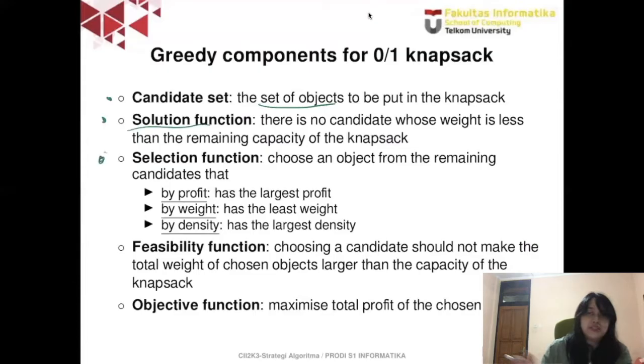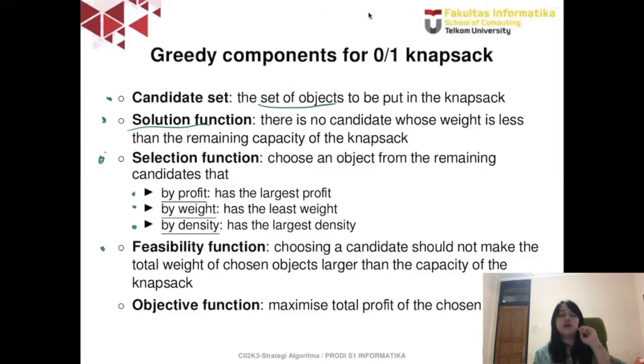Next one, the selection function. How can we choose a candidate to be put in the solution? Well, it depends on the method we use. We can use greedy by profit so that we choose items with the largest profit, or we can use greedy by weight, which means we always choose the item that has the least weight. And then we also can use greedy by density, which means that we will choose the item that has the largest density first.